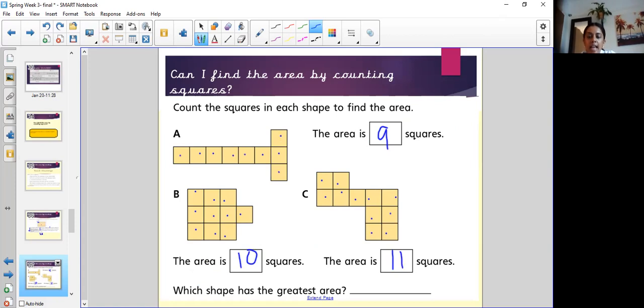Which has the greatest shape? Sorry, which has the greatest area? We know it's C, so we would write here C.